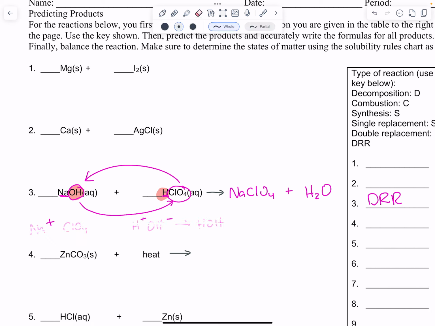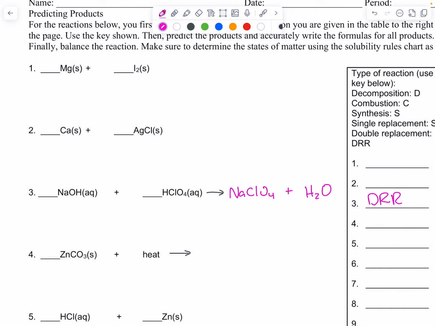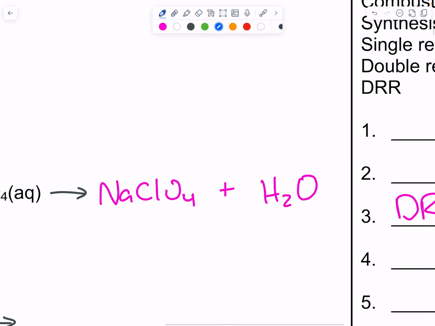Good. I'm erasing this, just so it's not too messy. Okay, next thing I need to do is put my states of matter. My odd kids did not get a reference sheet for states of matter. My even kids did. So odd kids, use the table on the periodic table and the PowerPoint. If you use the reference sheet in the PowerPoint, you would see that this compound is aqueous. And H2O is obviously a liquid.